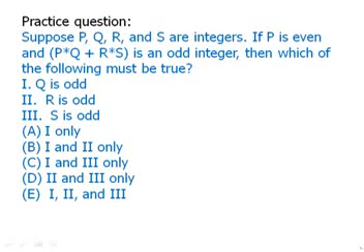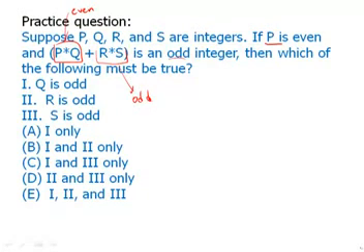Here's a practice question. I suggest pausing the video and working this question out. So in this question, we are told P, Q, R, and S are integers. If P is even, and P times Q plus R times S is an odd integer, then which of the following must be true? Well, let's think about this for a second. P is even. That automatically makes P times Q an even number. Well, if the sum is odd, the only way we're going to get odd is even plus odd, so that means that R times S has to be odd.